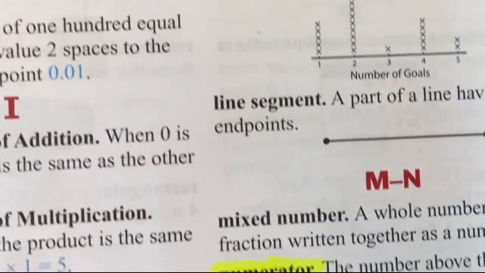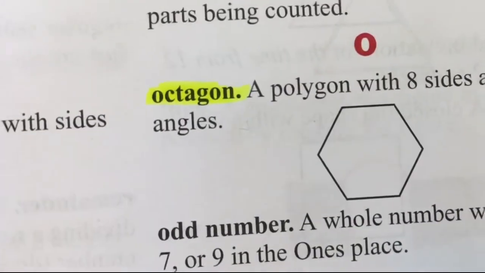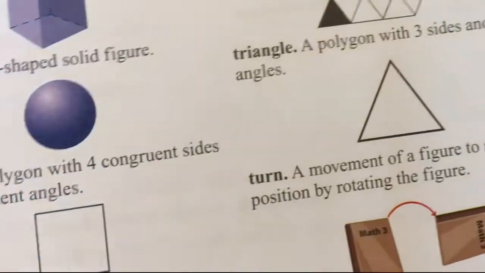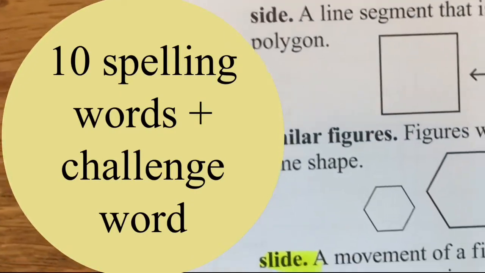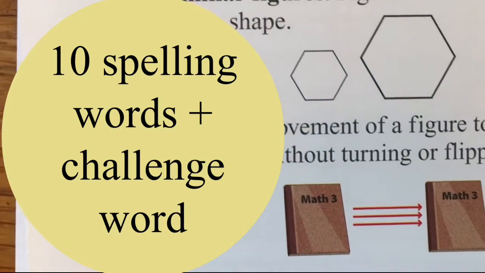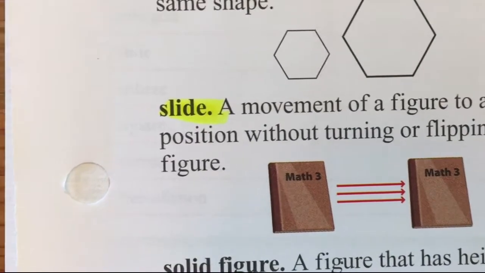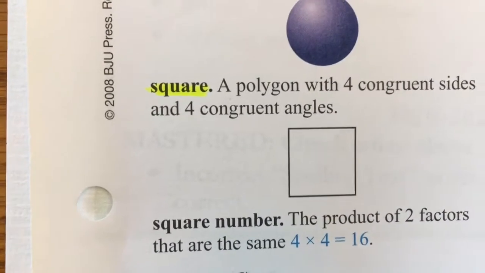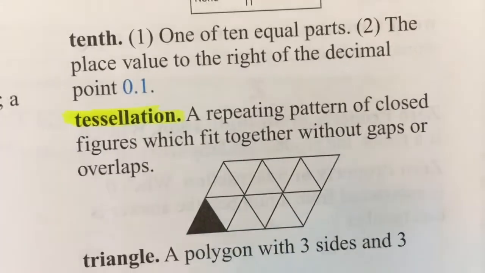And here's some more. Numerator we've chosen, and we've chosen octagon. So as you can see, the words vary in difficulty. And moving on, we chose to start off small with 10 spelling words, and then a bonus, a more difficult word at the end. Slide, sphere, square, and here's our bonus word that'll be at the end, tessellation.